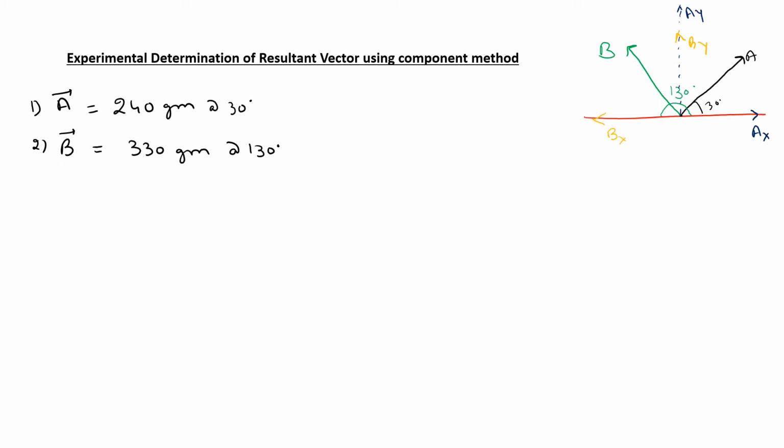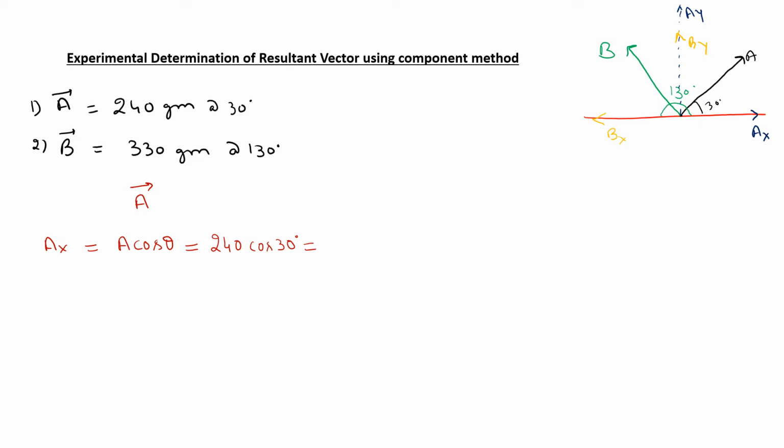For that we need to find the components. For the first vector, the A vector, I said I need two components. One is my A of x. A of x is A cosine theta, that is the formula. A is the magnitude, so this is 240 cosine of 30 degrees. That is my A of x component.